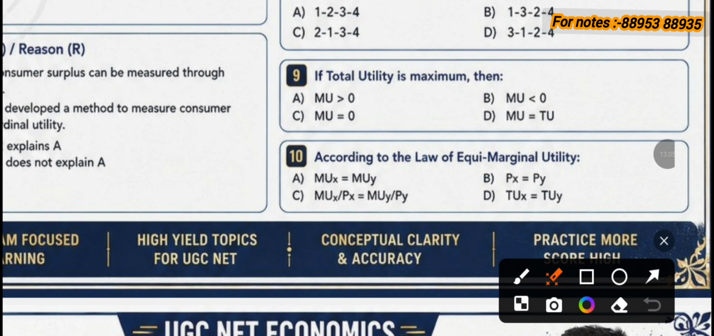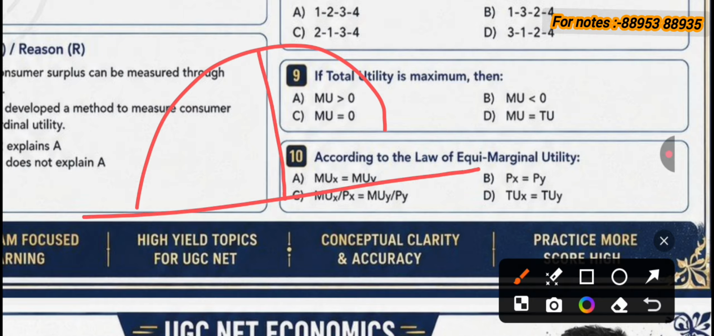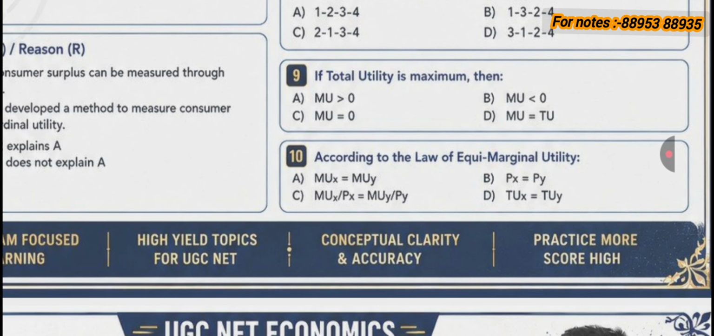Question number 9 says, if total utility is the maximum, then what will be the situation? Option A, MU greater than 0, option B, MU less than 0, option C, MU equal to 0, option D, MU equal to TU. The correct answer is option C, which is MU equal to 0. If total utility is maximum, then marginal utility is 0. Marginal utility is 0. Okay. And question number 10.